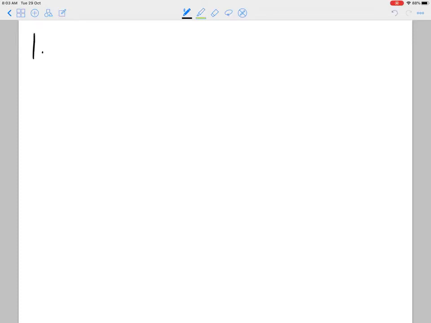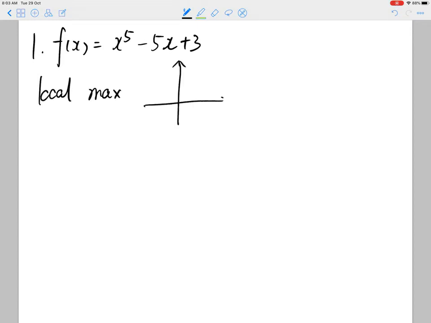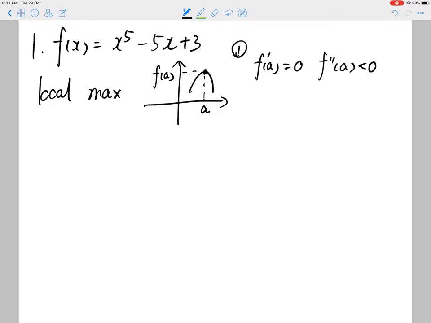Okay, problem 1. The function is given, and you want to know its local maximum and local minimum. So for the local maximum, the graph is like this. The first way to define point A as a local maximum is that f prime of A is 0 and f double prime of A is smaller than 0. This is the first method you can use to define A as a local maximum.